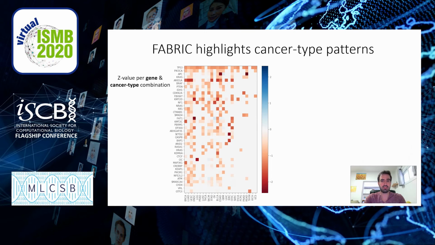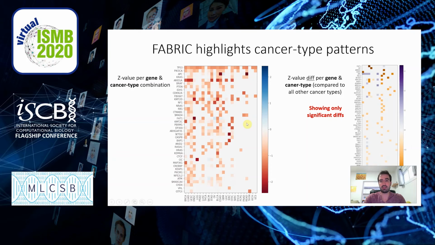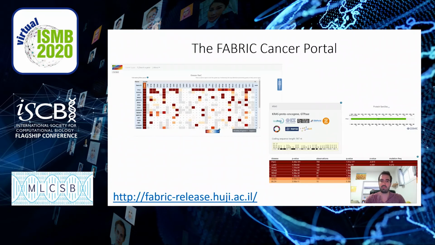And it can also be used to highlight differences between cancer types. So here you can see the z-value that Fabric assigns to different genes across different cancer types. And we can also take the differences between those z-values. So here for each gene, you can see those cancer types that have a z-value which is significantly different than all other cancer types. So this is a very neat way to highlight cancer type-specific patterns.